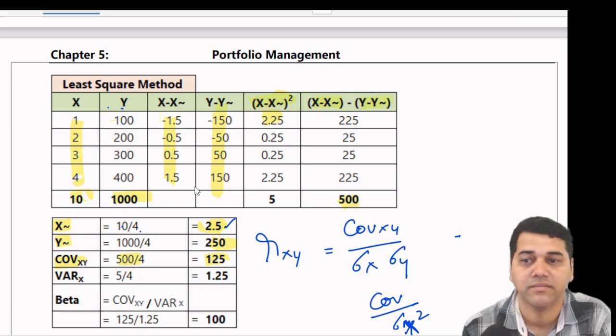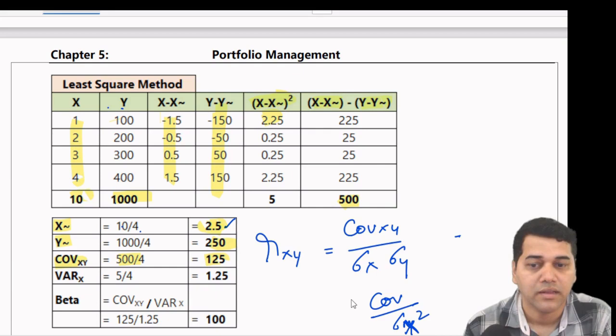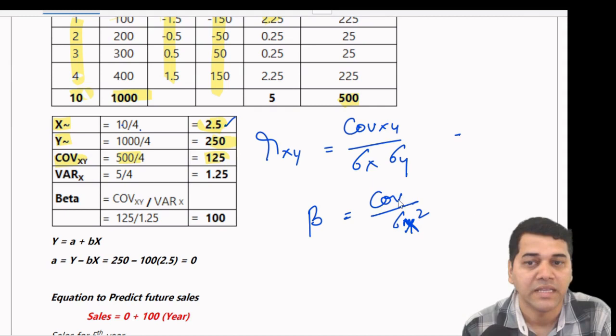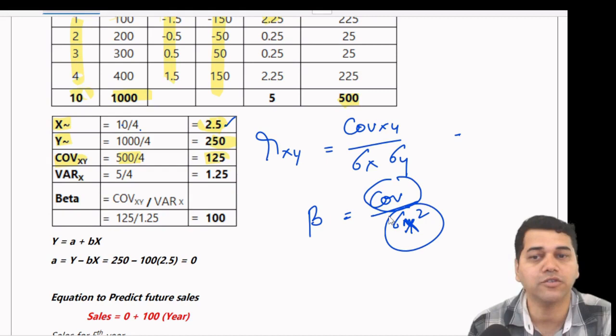But what I'm going to do now is divide the same covariance by a market variance. Independent. This is not x minus x bar, this is an independent value. Then what I'm going to get is not correlation, it is beta. It is the covariance for one independent factor. Understood the difference?